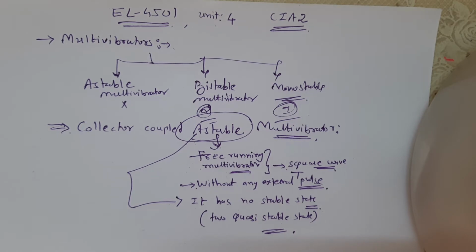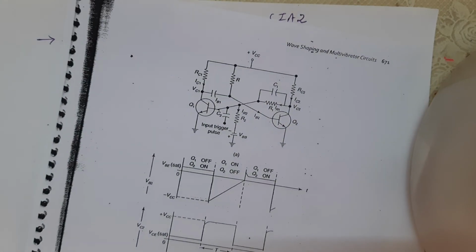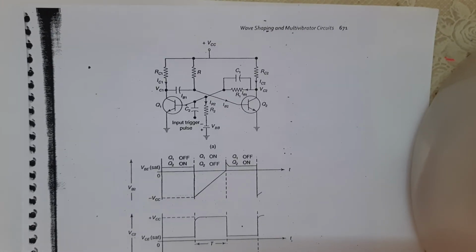Figure shows a basic symmetrical transistor astable multivibrator in which components in one half of the cycle of the circuit are identical to their counterparts in the other half. The square wave output can be taken from the collector of Q1, or we can take output across the collector of Q2. The waveforms at base and collector of the transistors Q1 and Q2 are shown here. So this is the circuit diagram.